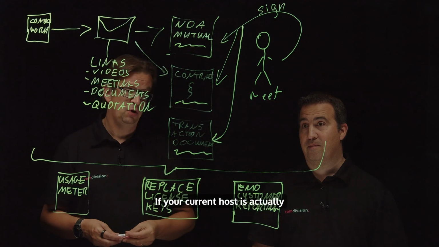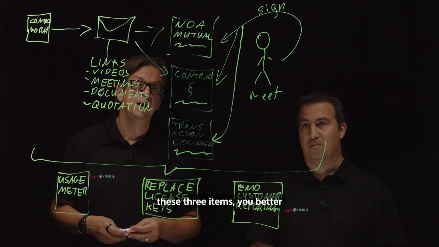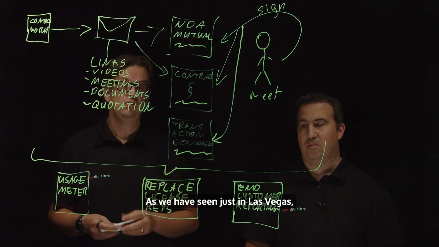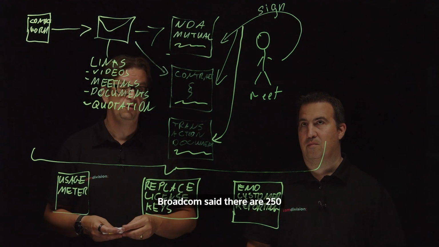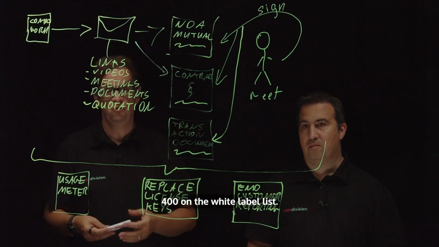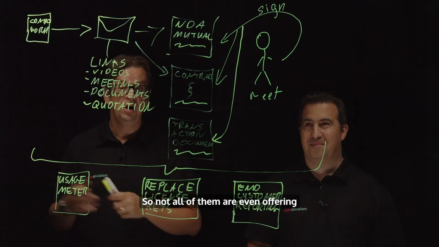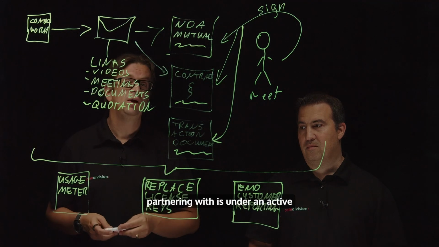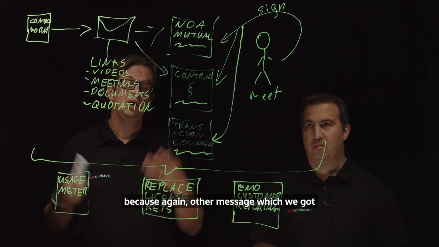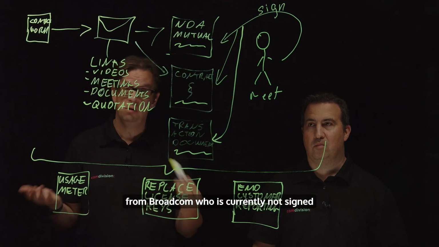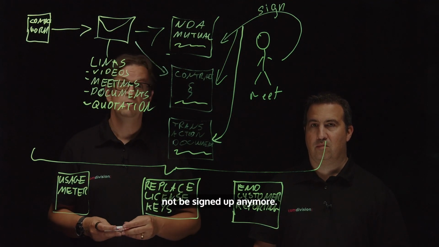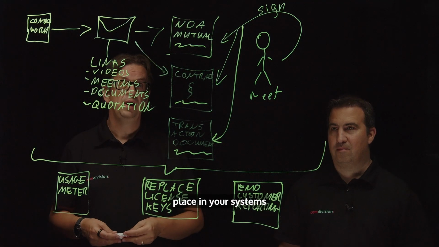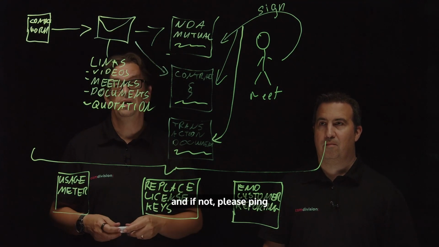If your current host is struggling with any of these three items, you better check back very closely with them, because they might not have a contract. As we have seen just in Las Vegas, Broadcom said there are 250 people who actually signed the contracts, but there were 400 on the white label list. So not all of them are even offering white label scenarios. So better be sure that whoever you are partnering with is under an active contract with Broadcom, because again, another message we got from Broadcom is that whoever is currently not signed up as a Premier or Pinnacle partner might not be signed up anymore. So do yourself a favor, check that all of this is being put in place in your systems. And if not, please ping us, please contact us.